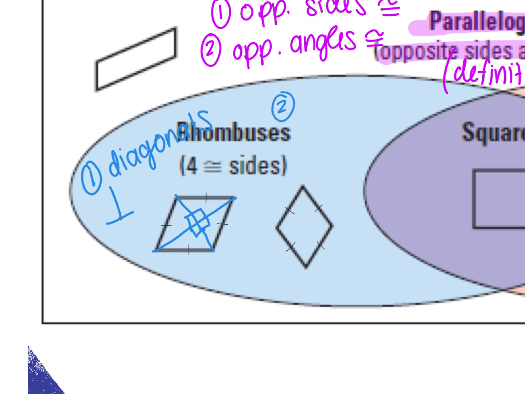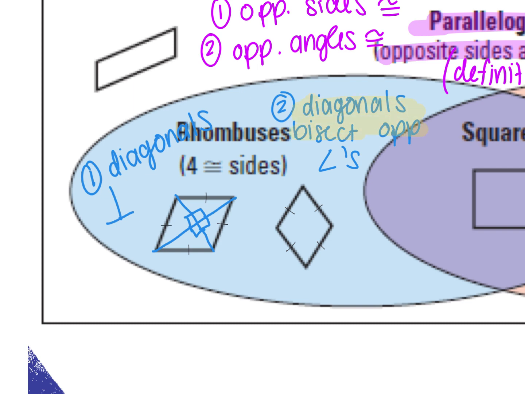Second thing you need to know about a rhombus is that your diagonals bisect opposite angles. Opposite angles, super important that you know it's talking about the angles.